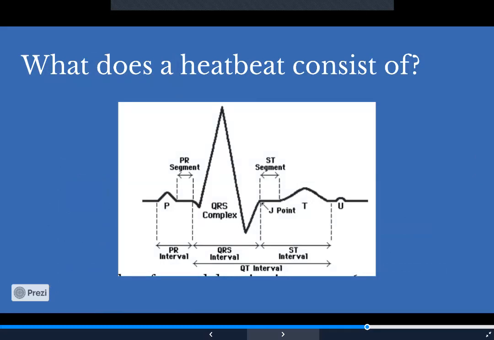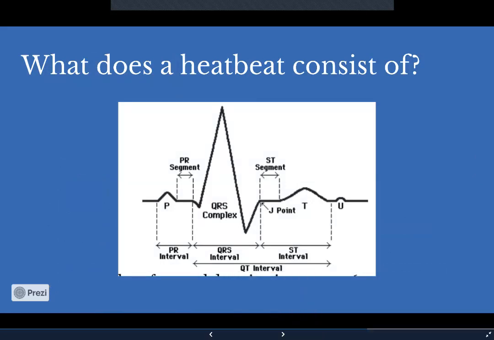All right, so you guys, it's really important to know, so we don't have to get into the segments and intervals and all of that, the J point, that's not that big of a deal. What's important for you guys to know is what the P wave represents. So you have your P wave, right? What the P wave represents, what the QRS is and what it represents, and what the T wave is and represents, right? And what that all looks like.